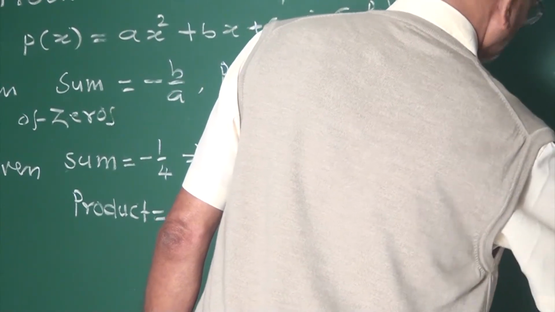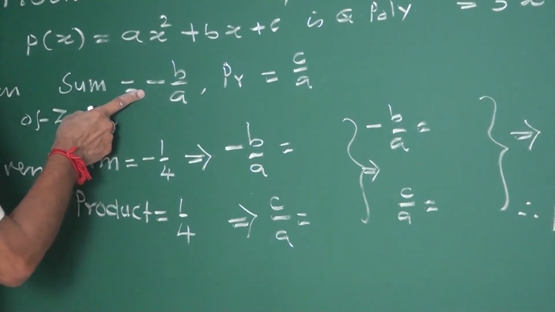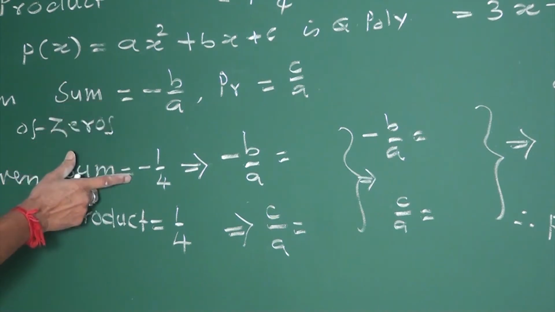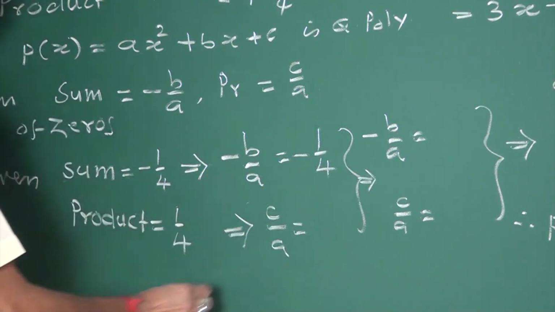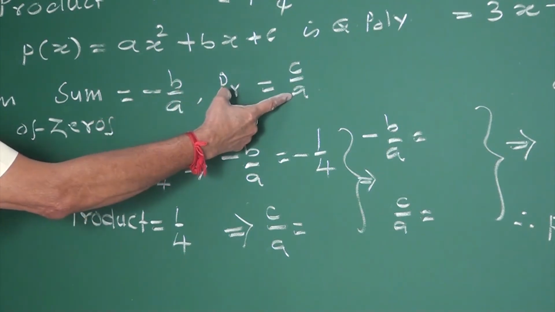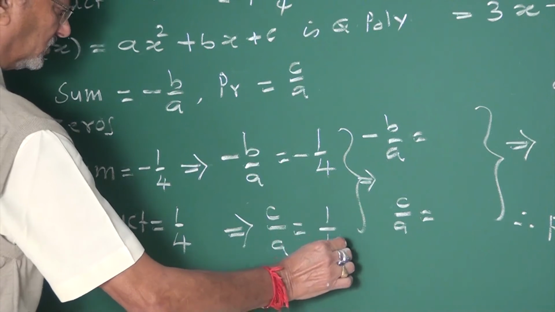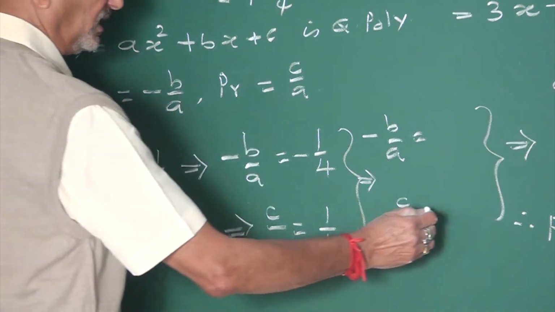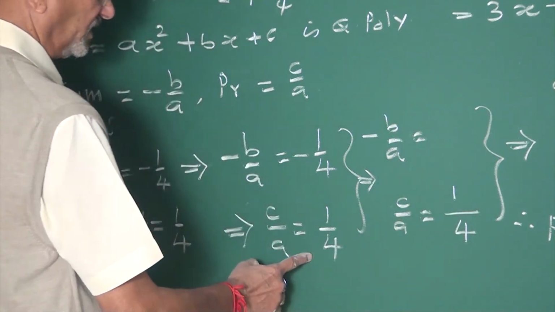Now, equating these, my friends. See. Sum is minus B by A. This is minus 1 by 4. Take this equal to this. It is minus 1 by 4. Product is C by A. Product is 1 by 4. Take 1 by 4. Yes, my friends. Tell me, what do you see here? C is 1, A is 4.